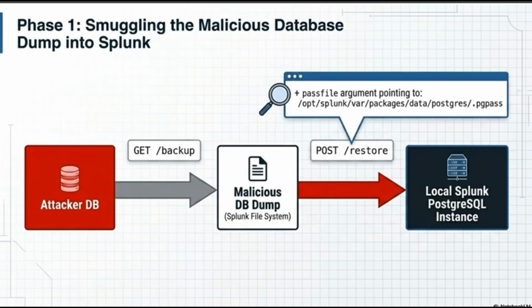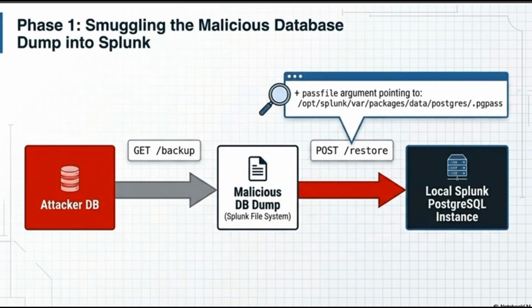Step 1. They send a GET request to the backup unauthenticated endpoint, pointing to their own server. Splunk's sidecar PostgreSQL server obediently pulls the attacker's database dump and stores it on the Splunk local file server.